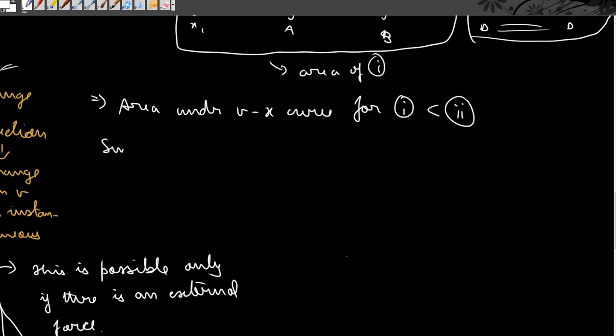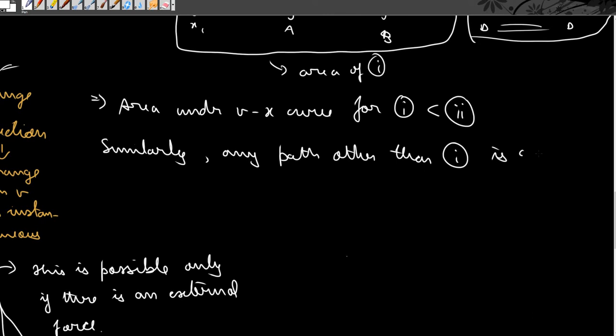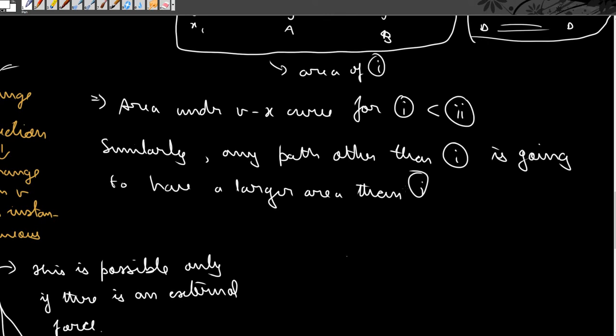Similarly, any path other than 1 is going to have a larger area than 1. I would like you to pause the video and think about this for yourself, because if you construct any other path, it should always change the direction of velocity instantaneously, and therefore from Newton's laws that cannot be the correct path. And if you consider the area under the Vx graph, the area will be greater than that of path 1.